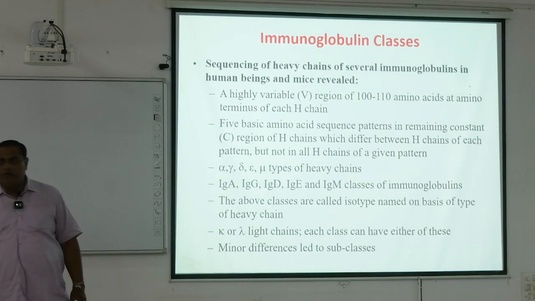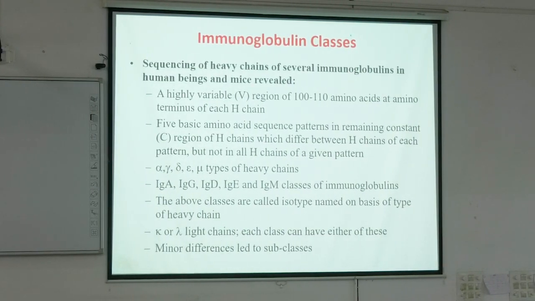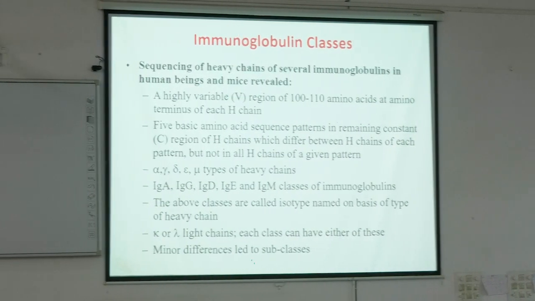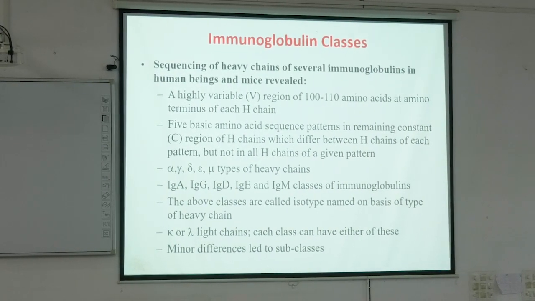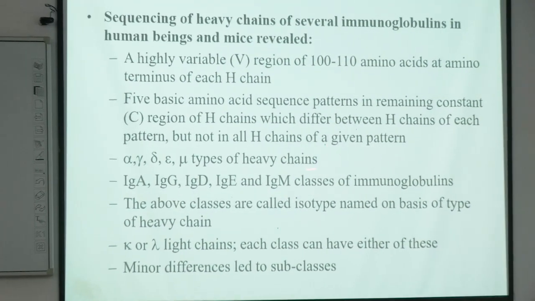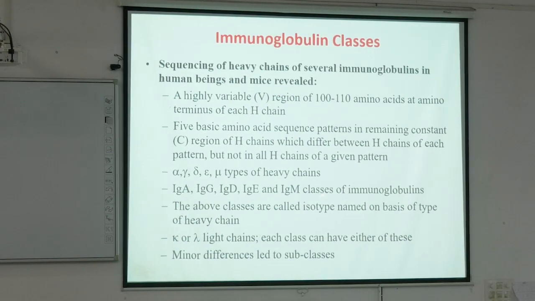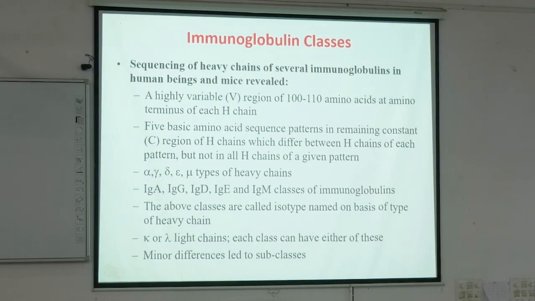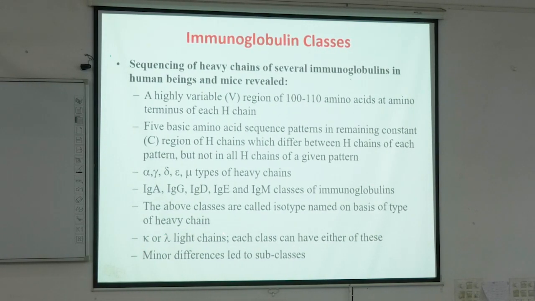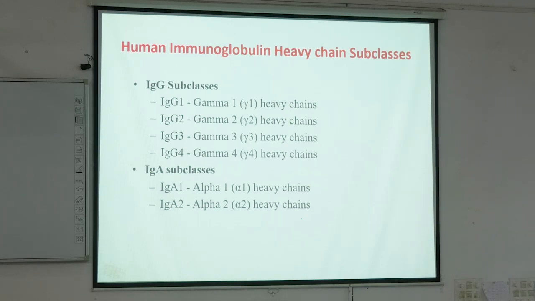Now, coming to the types or classes of immunoglobulins, they are divided into five isotypic classes, as I told, based on the types of heavy chains. Alpha, gamma, delta, epsilon, mu types of heavy chains. These are the classes of immunoglobulins. The above classes are called isotypes on the basis of the type of heavy chain. Kappa or lambda light chains, each class can have either of these. Minor differences lead to subclasses. What are these minor differences?